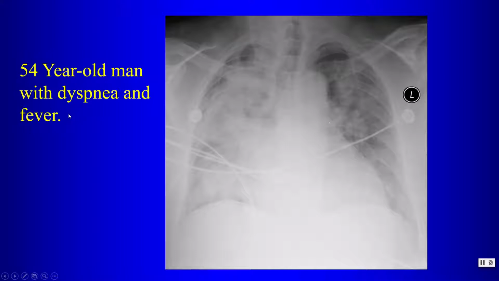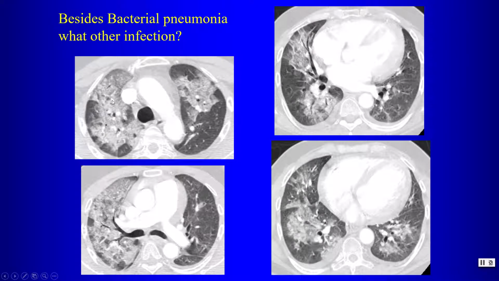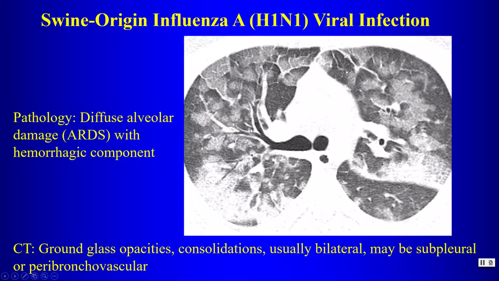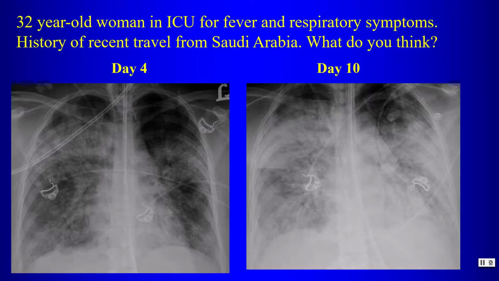So here's a 54-year-old man with shortness of breath and fever, has these widespread bilateral consolidations. Again, you can see it's predominantly ground glass in opacity and is diffuse. So besides bacterial pneumonias, besides COVID, as we've said, there are other viral pneumonias. This was influenza A, H1N1 viral infection, and here's a CT scan showing ground glass opacities with interlobular septal thickening, and this can resemble ARDS.